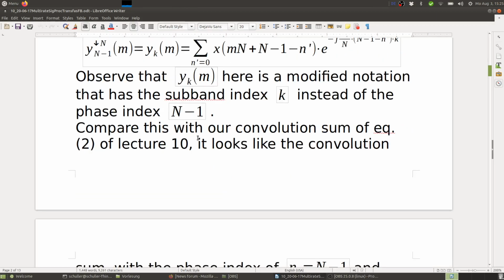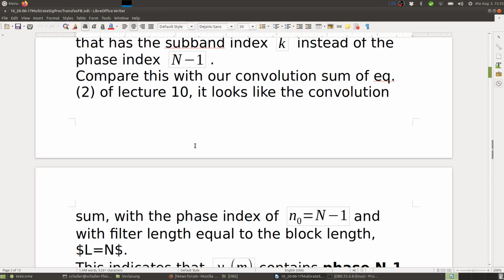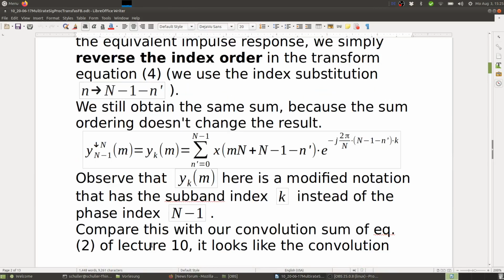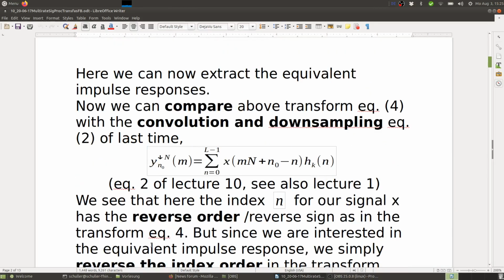Yeah, so compare this now with our convolution sum of equation 2 of lecture 10. Then it looks like the convolution sum with the phase index of n naught equals N minus 1 and with filter length equal to the block length, L equals N. So we can take a look.